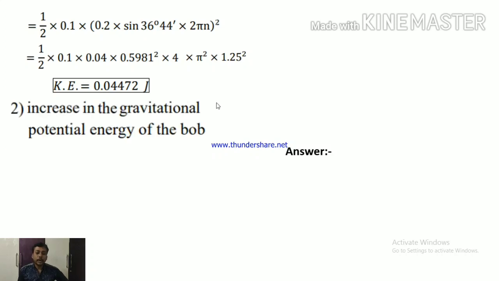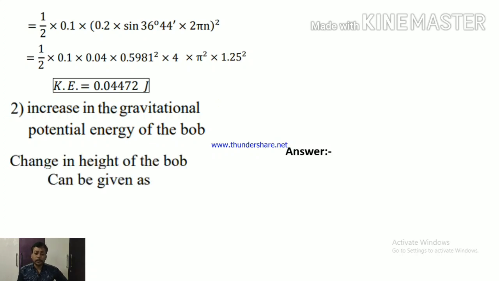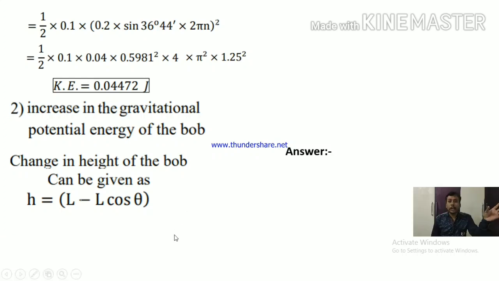Now second, we have to calculate the increase in the gravitational potential energy of the bob. The height of bob is changed because at reference position and at extreme position the height of bob is different, and that change in height is given by h is equal to L minus L cos theta. To study this, refer to conical pendulum. We understand how this formula comes from the concept of conical pendulum.